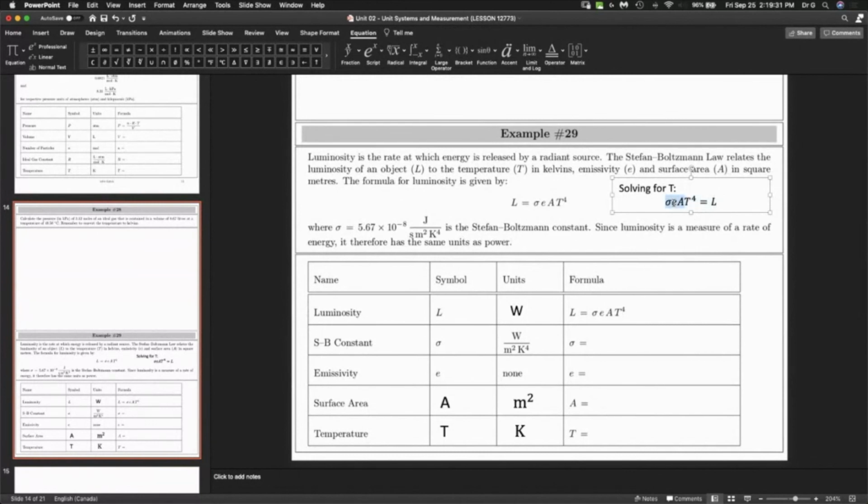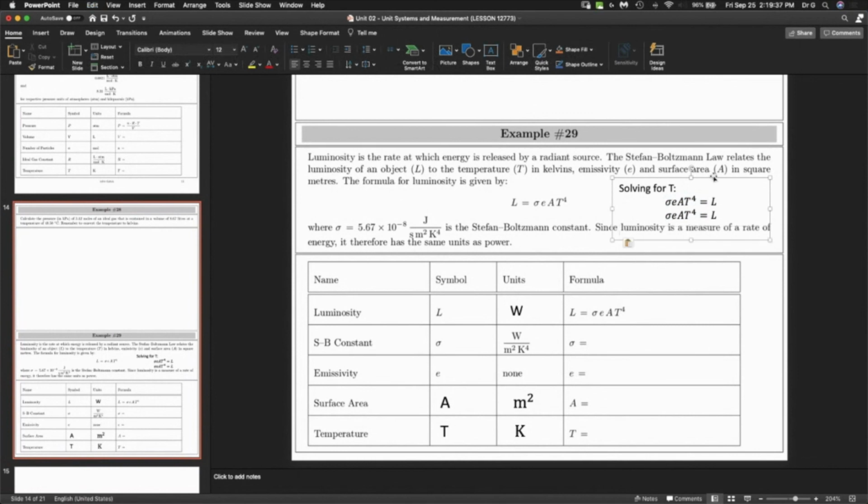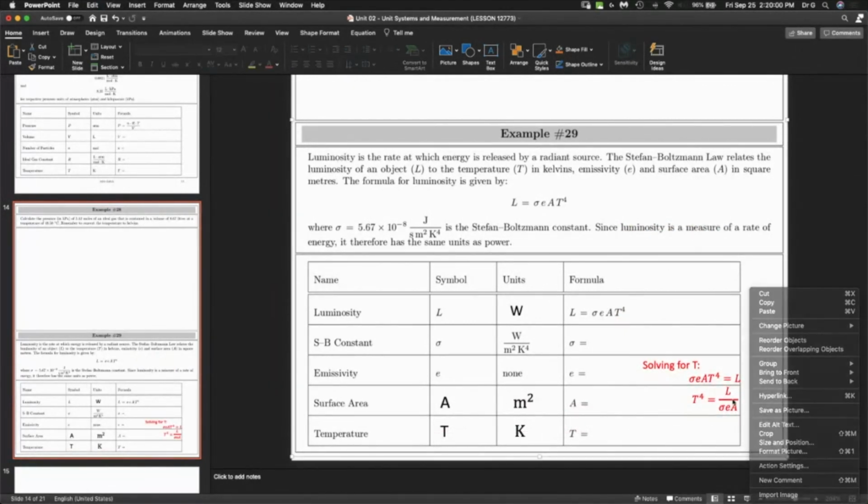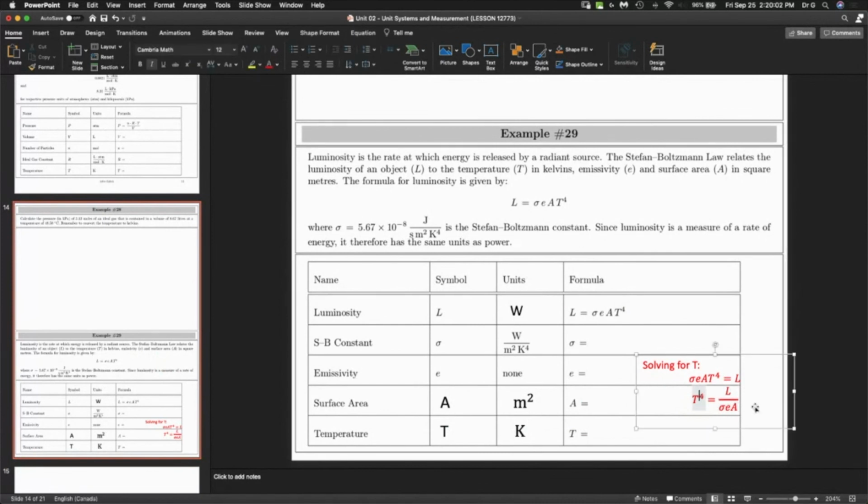Now these guys here are multiplying T. The next thing that I want to do is divide both sides by these three quantities. So I'm going to just divide them on the other side. And we're almost there. How do you get rid of the 4 here? That's a tricky one. Yeah, it's a quartic root.